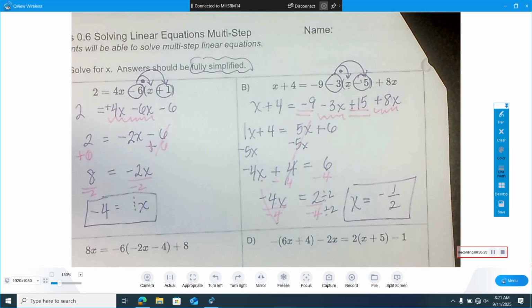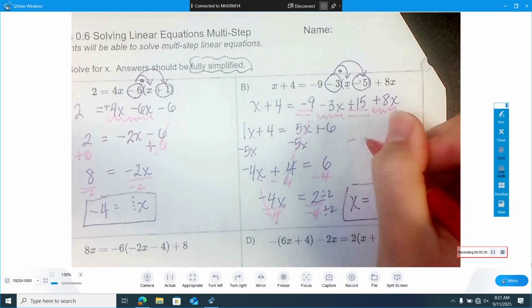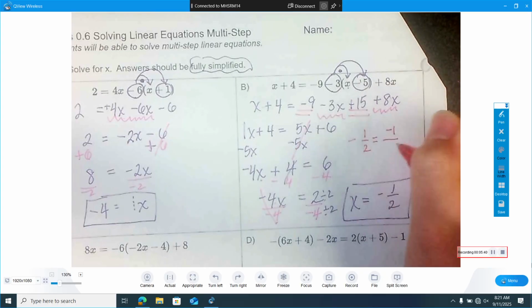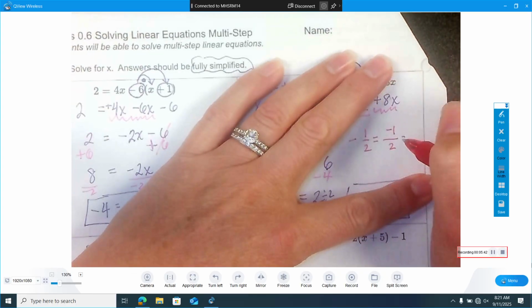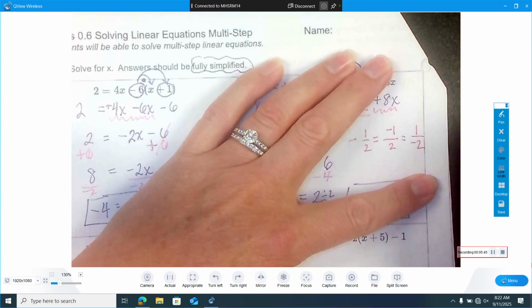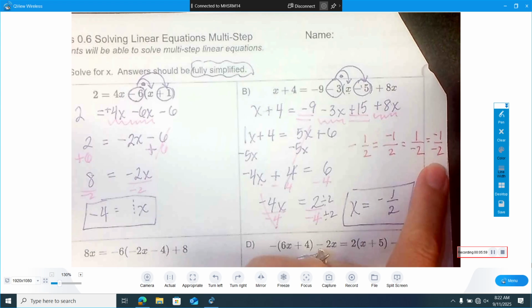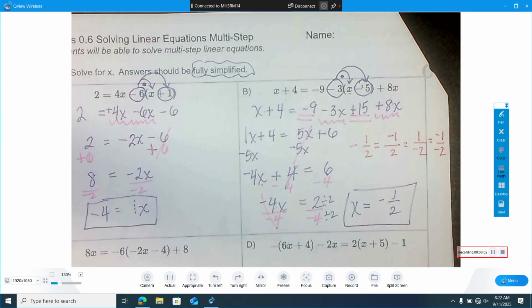My question to you is right now, let's see. One of these things is not like the other. Negative 1 over 2. Negative 1 over 2. 1 over negative 2. And negative 1 over negative 2. One of these things is not like the other. Which one is not right? The last one. Okay. I get this question every year.